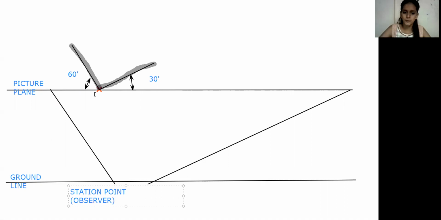Station point or observer. Now you can continue with your plan, and make sure you draw the plan and show that angle 30 degree and 60 degree. I'm erasing it and drawing it again.